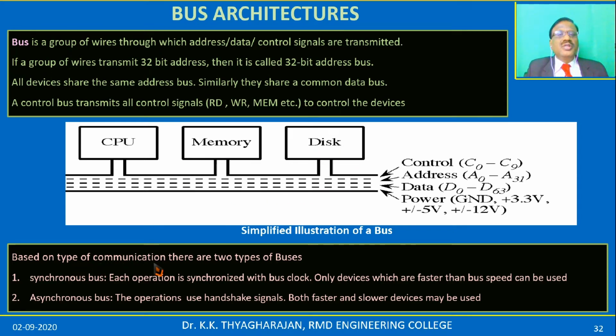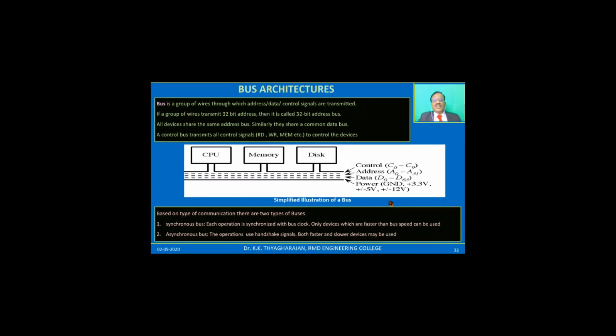Based on the type of communication, there are two types of buses. The first one is the synchronous bus. Another one is the asynchronous bus. In a synchronous bus, each operation is synchronized with the bus clock. In this type of bus, only devices which are faster than the bus speed can be used. In the case of an asynchronous bus, the operations use handshake signals. Both faster and slower devices may be connected to these buses.